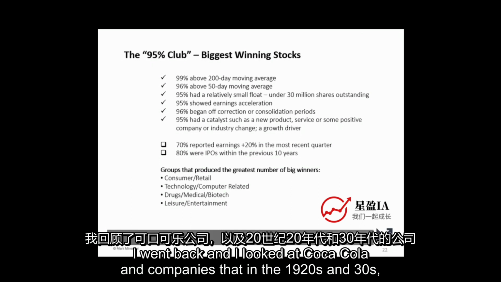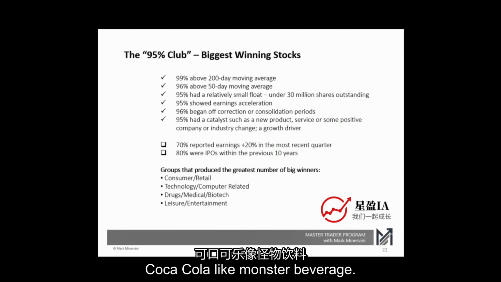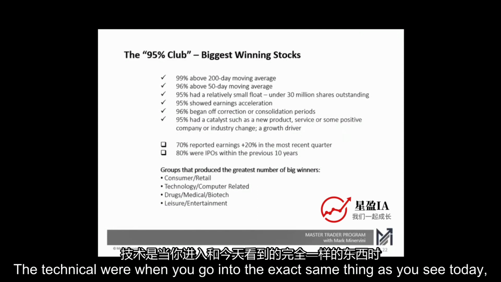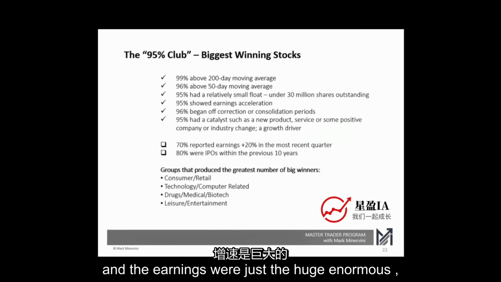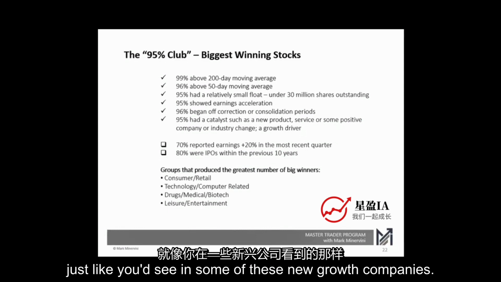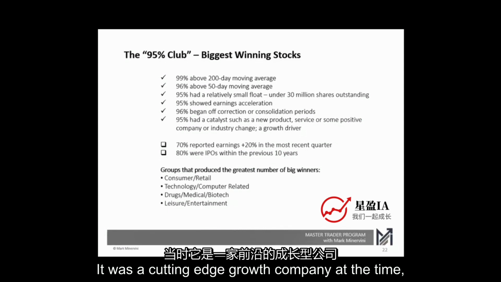I went back and looked at Coca-Cola and companies in the 1920s and 30s, and you know what they looked like? Coca-Cola looked like Monster Beverage. The technicals were going through the exact same thing as you see today in a modern day time frame, nothing different. And the earnings were these huge, enormous, 500% in a quarter, just like you'd see in some of these new growth companies. It was a cutting edge growth company at the time.